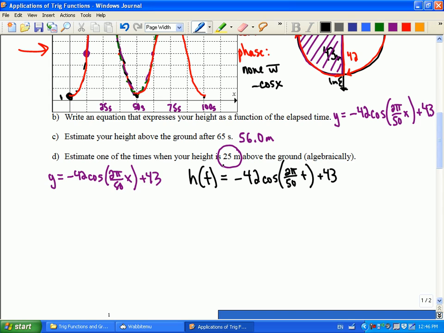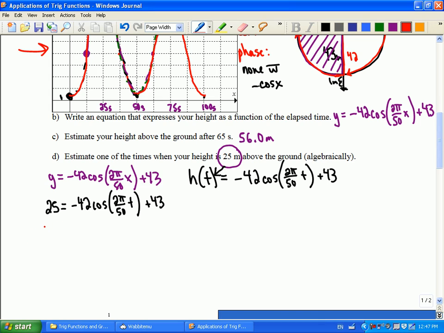Because then if you give me a height of 25 meters, that's going to go right here. And I'm going to try and figure out what time it was. So this is what I'm going to set up, is 25. Where is that equal to negative 42 cosine 2 pi over 50 t plus 43. So let's start rearranging it. I'm not sure if you're going to get stuck at one point here, but I'll walk with you as we do it.